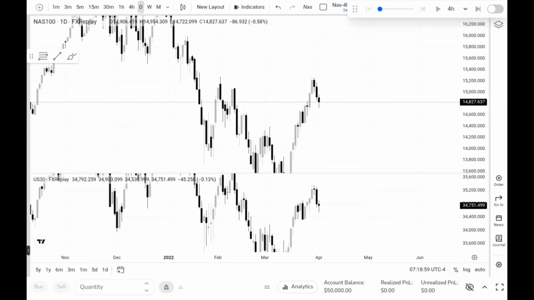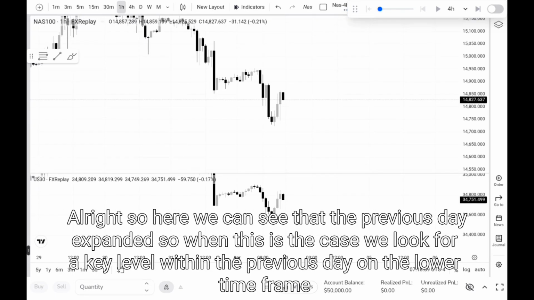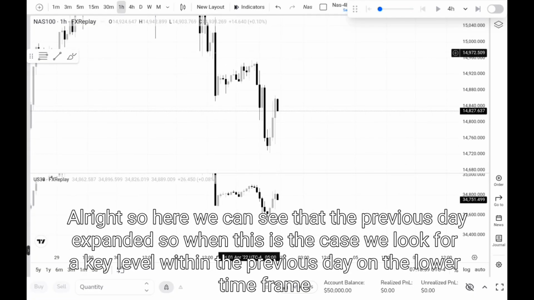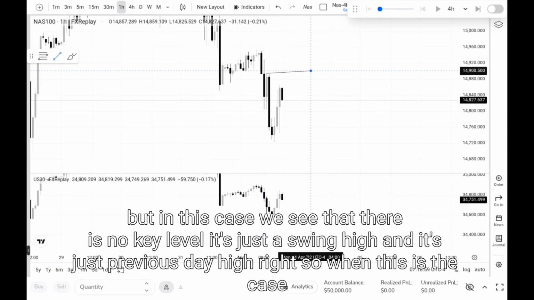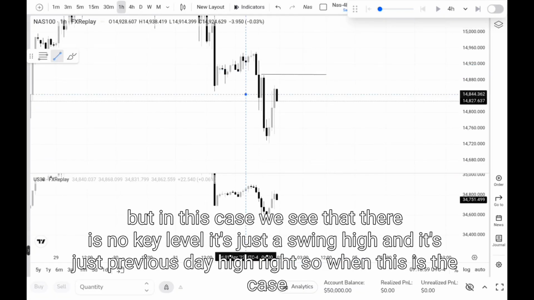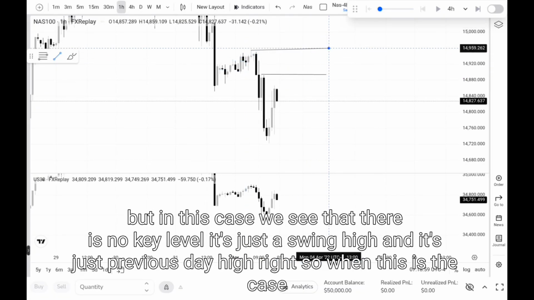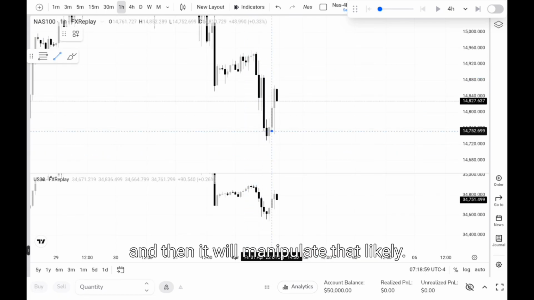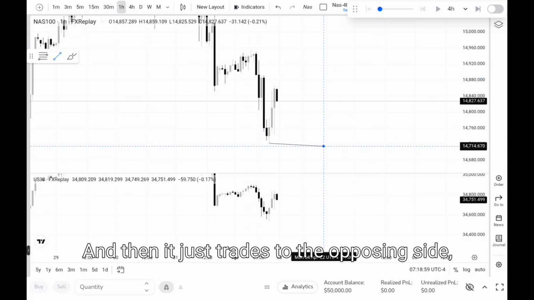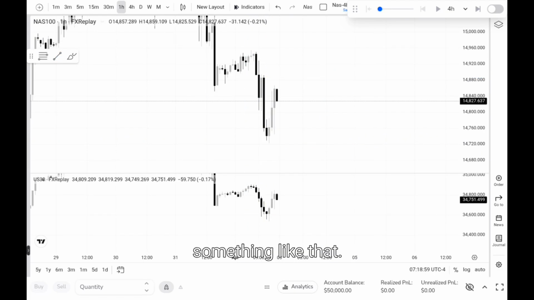you how it's done. Alright, so here we can see that the previous day expanded. So when this is the case, we look for a key level within the previous day on the lower time frame. But in this case, we see that there is no key level. It's just a swing high and then just previous day high, right? So when this is the case, market will create a key level and then it will manipulate that likely. And then it just trades to the opposing side, something like that. Let's see what happens.